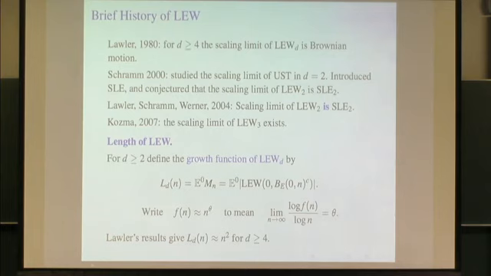Now, one of the key things that we're going to want to know about is the length of loop-erased random walk. So I'm going to define the growth function. We look at a loop-erased random walk from the origin to the boundary of the Euclidean ball of radius n, and I'm going to call that random variable M_n. We take its expectation, and that's L_d(n). Then Greg Lawler's results give that L_d(n) is logarithmically asymptotic to n^2 for d bigger than or equal to 4. In fact, it's properly asymptotic when d is bigger than 4, and it's got a log correction when d is equal to 4.